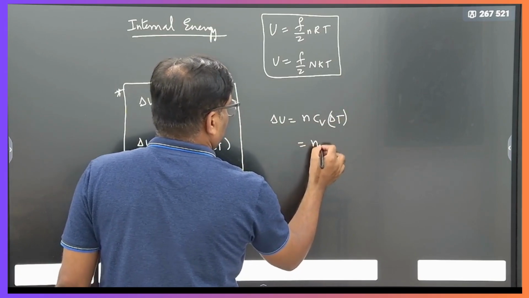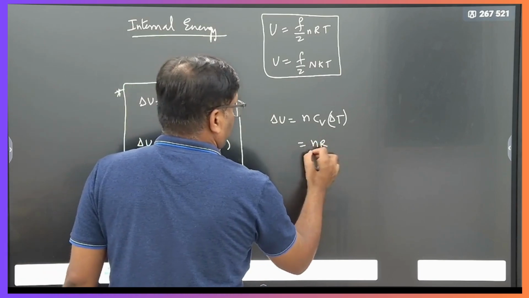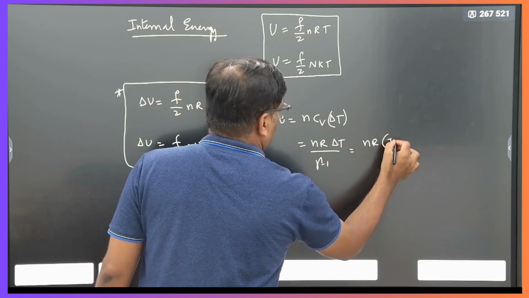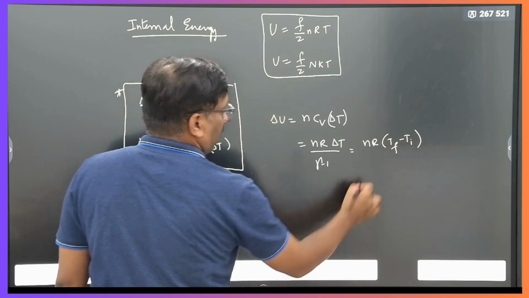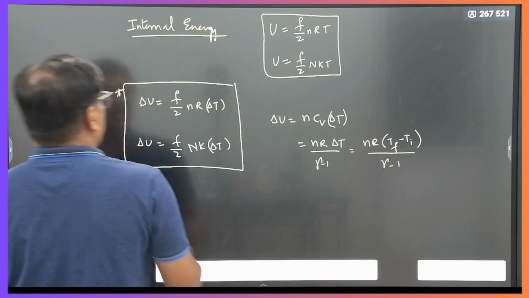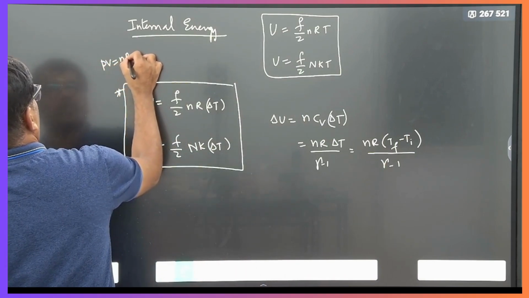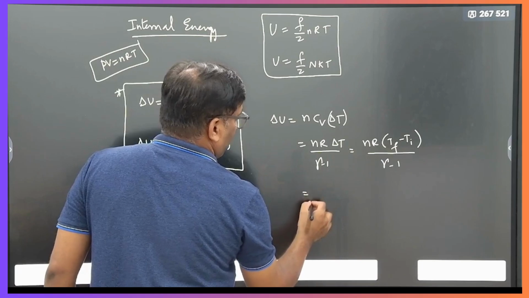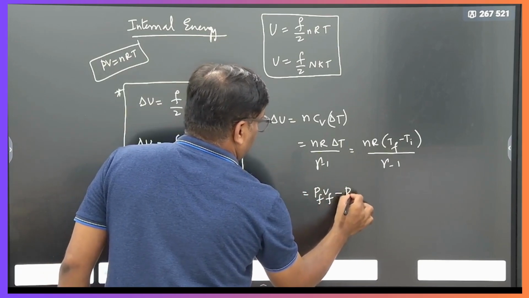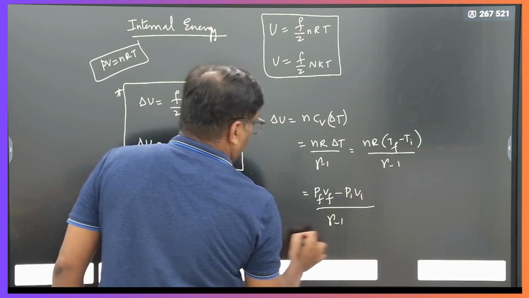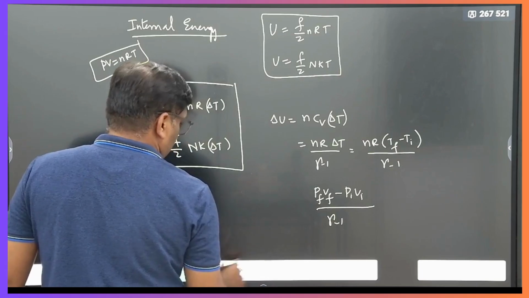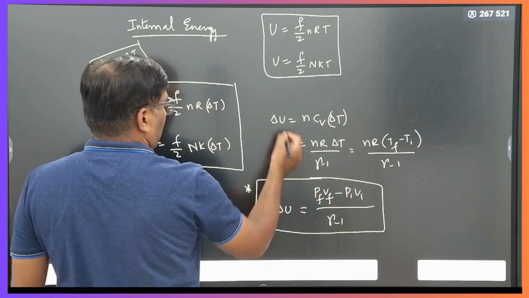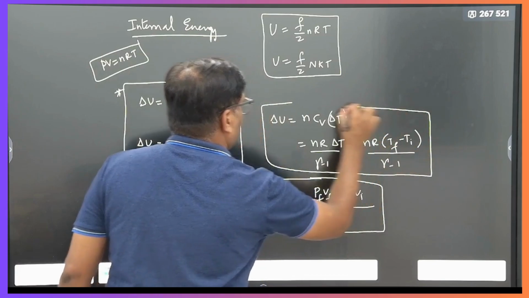So what is this n Cv? Cv is nothing but R by gamma minus 1, into delta T. Clear? You can write nR into T final minus T initial by gamma minus 1. We know that PV equals nRT, therefore we can write nRT final as P final V final minus P initial V initial by gamma minus 1. So this will be your internal energy formula. Clear? This is the internal energy formula, and also these all are internal energy formulas.